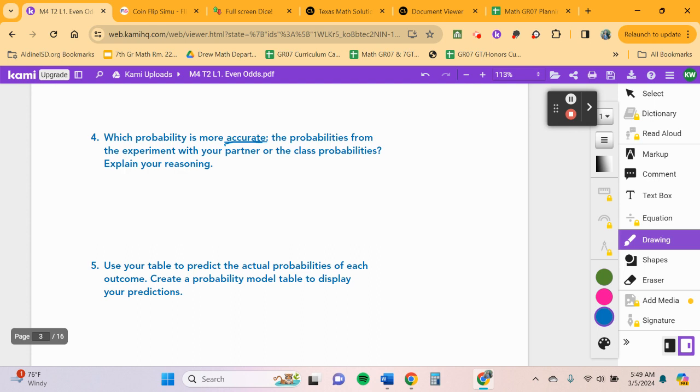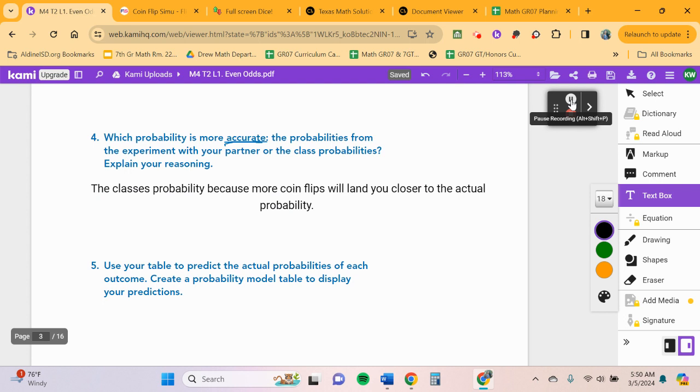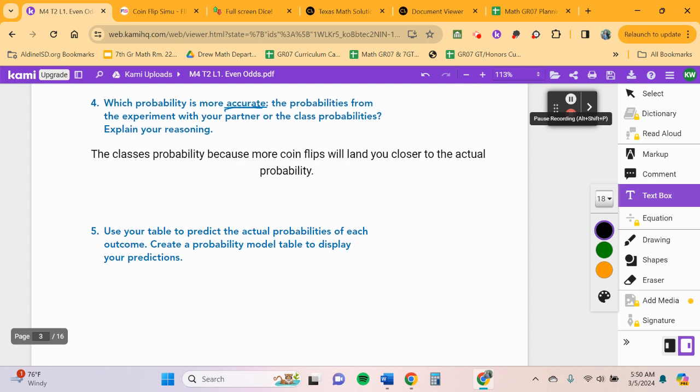So if it was between my 30 coin flips and a class full of coin flips, well, the class would have more if we combine it all. So most likely, the class's probability would be closer to the actual probability. So I just typed the class's probability because more coin flips will land you closer to the actual probability. And question number 5, it says use your table to predict the actual probabilities of each outcome.